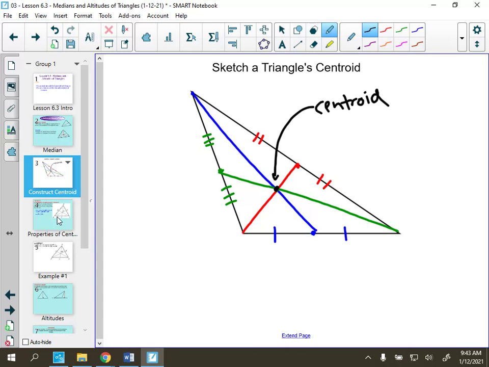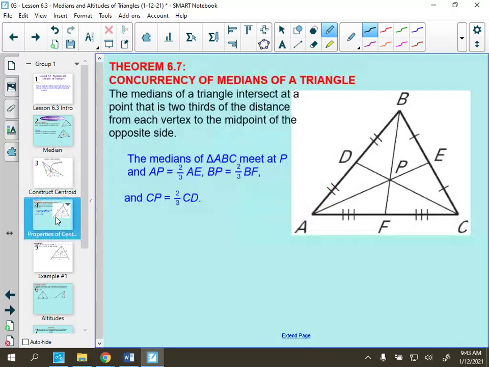And then just like the other two points of concurrency, we've got a property of. Same thing: you don't necessarily need to call this the concurrency of medians of a triangle theorem. Let's just say property of. I just don't want us getting hung up.